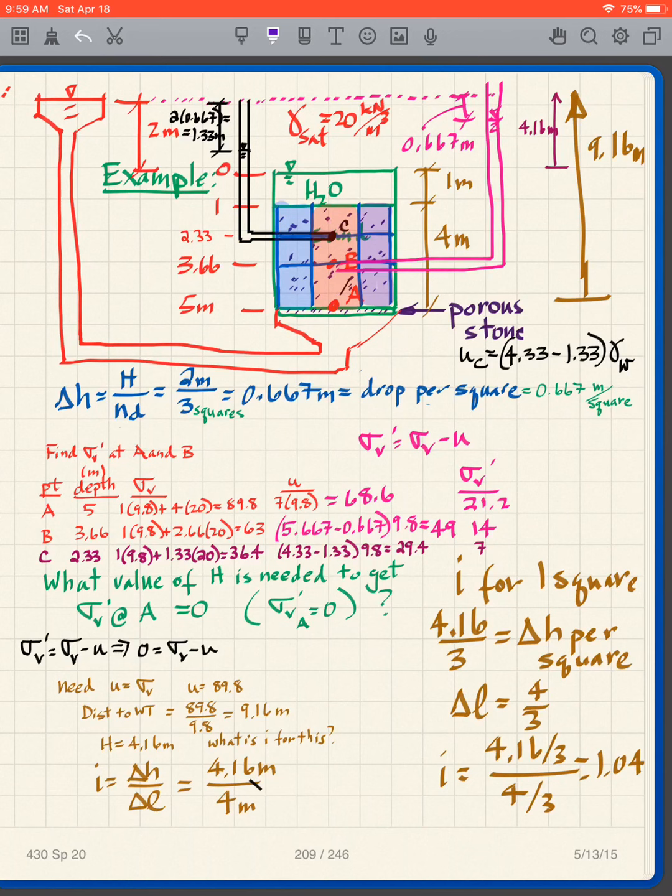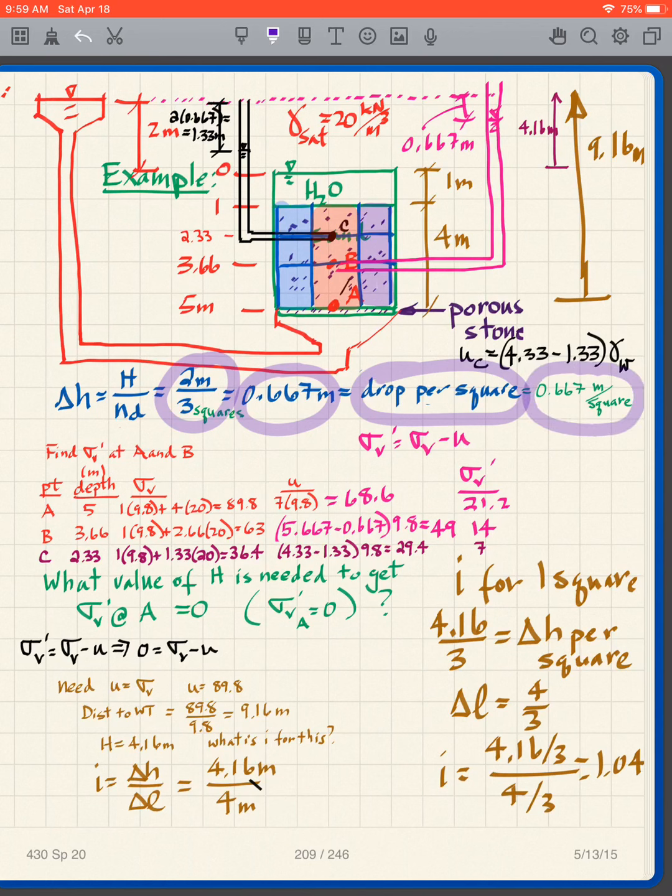Okay, so let's look at the different points. In other words, I have my ND as 3. Why? Because I have 1, 2, 3 squares in my flow net, so ND is 3. The total head drop is 2, so my H is 2. So I have 2 meters over 3 squares. I get 0.667 meters, which is the drop per square.